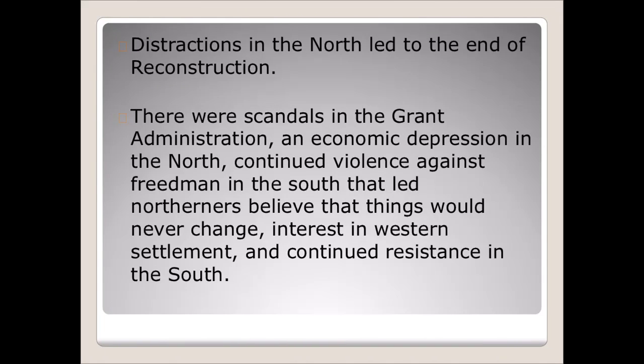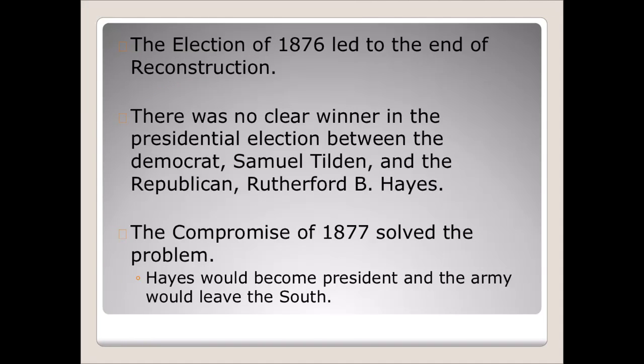The North ended up abandoning Reconstruction maybe a little too early because there were a lot of distractions that are going to cause them to want to end it. For one, there are some scandals in the Grant administration. There is also an economic depression in the North that's caused them to be concentrating on that instead of Reconstruction. There's a lot of violence against freedmen in the South that's going to lead Northerners to believe that things are never going to change, so why even worry about it? There's also interest in Western settlement, and there's continued resistance by the South, which causes the North to want to just stop Reconstruction.